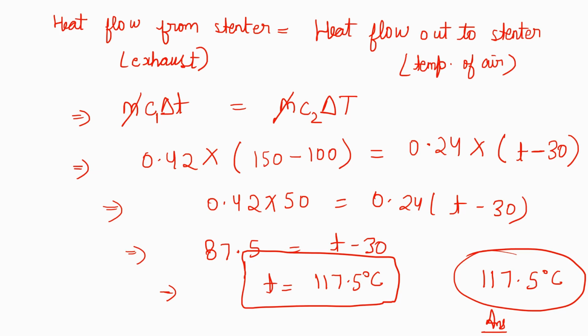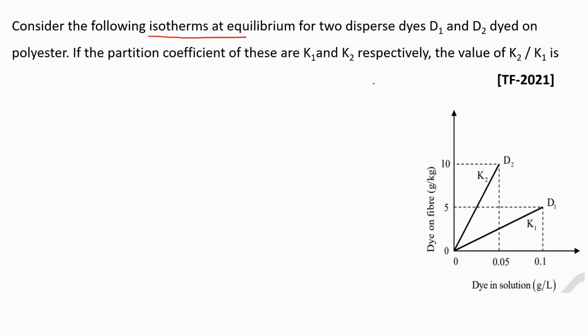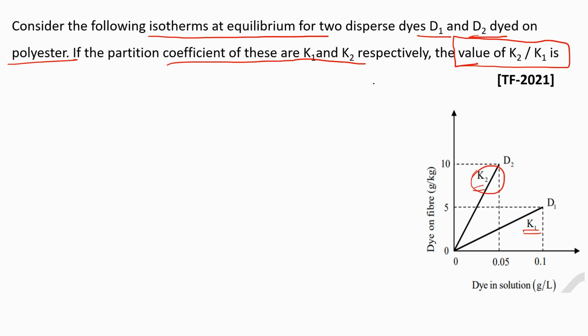Now coming on to the next question. Consider the following isotherms at equilibrium for two dispersed dyes D1 and D2 dyed on polyester. If the partition coefficients of these dyes are K1 and K2 respectively, then the value of K2 to K1 is? You can see this from the figure. For D1 it is K1, and for D2 the partition coefficient is K2.